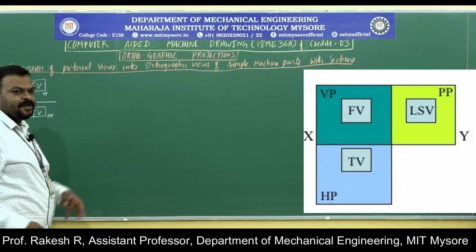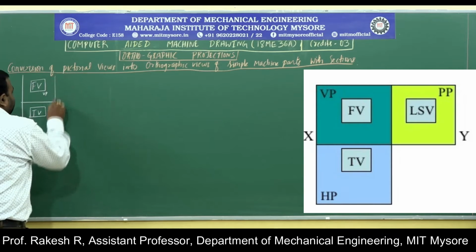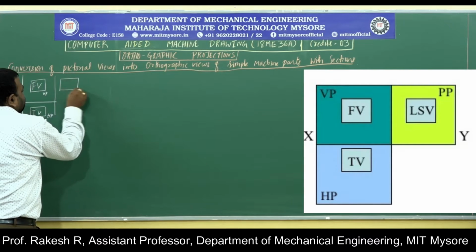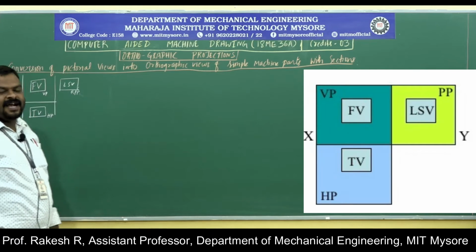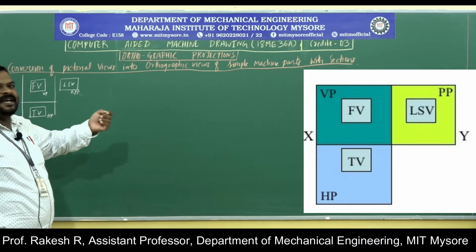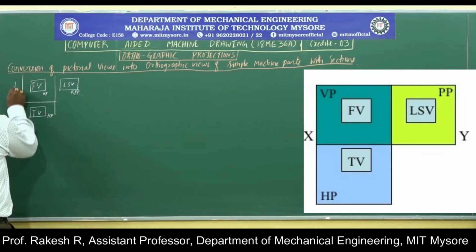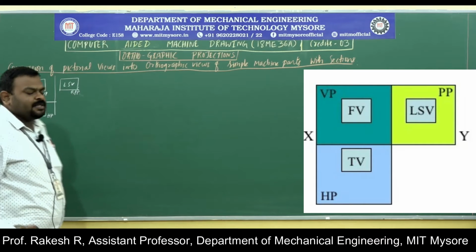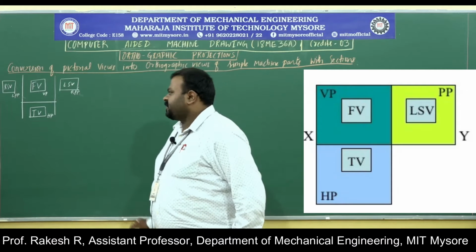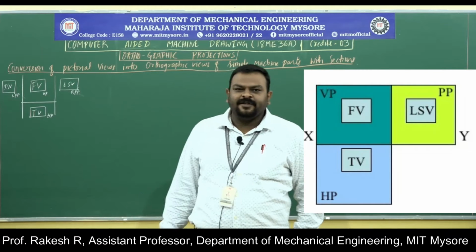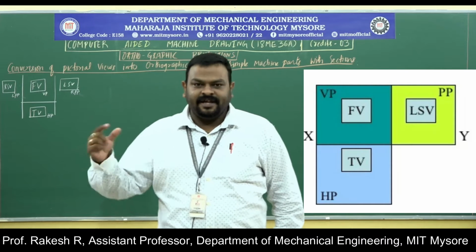And left side view you will be writing on the right profile plane, which is located right of the front view, and right side view will be written on the left profile plane, which is left side of the front view. This is the convention we are using in orthographic projections. The output drawing of orthographic projections is 2D.